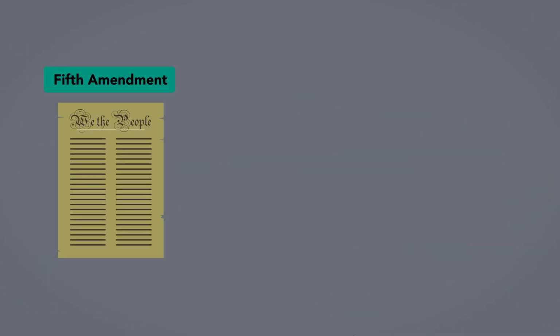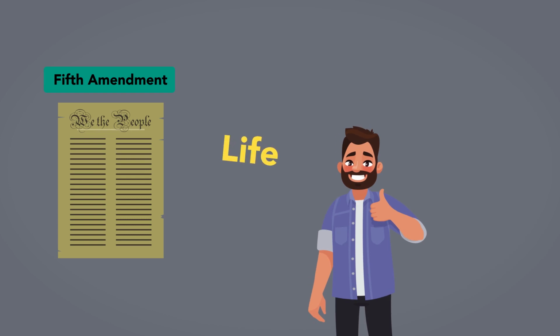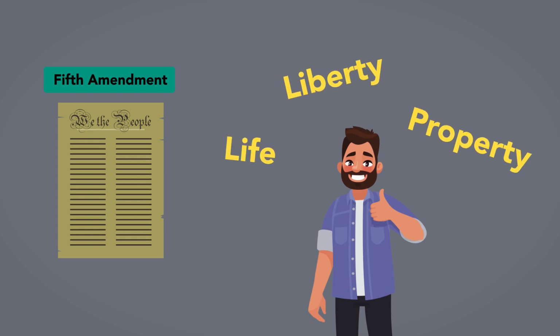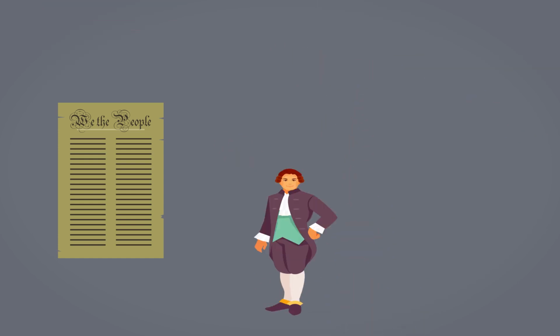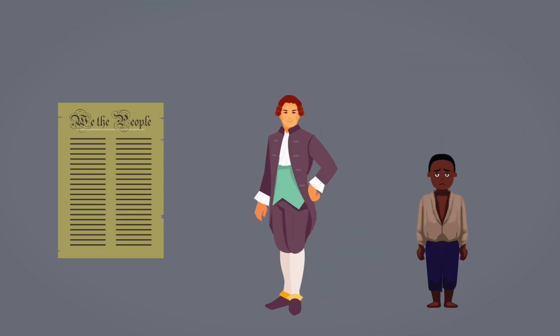The Fifth Amendment prohibited the federal government from depriving a person of life, liberty, or property without due process of law, but this did not necessarily mandate equality. This was made clear by the fact that the same Constitution tacitly endorsed slavery and counted slaves as 3/5 of a person for some legal purposes.